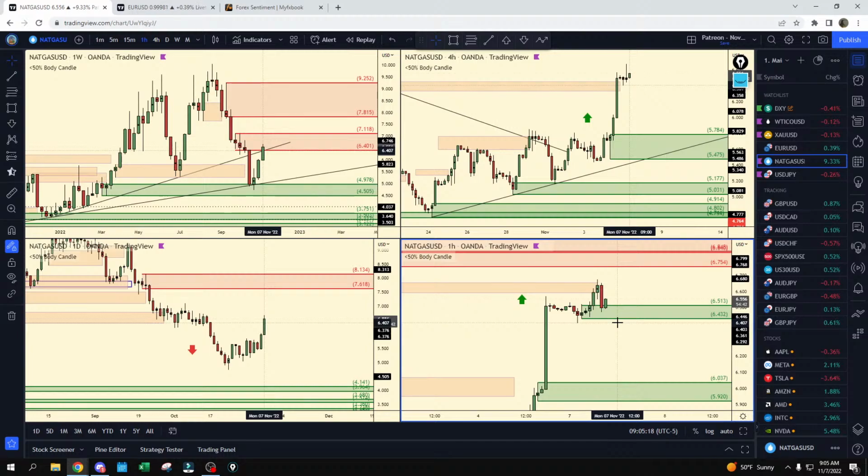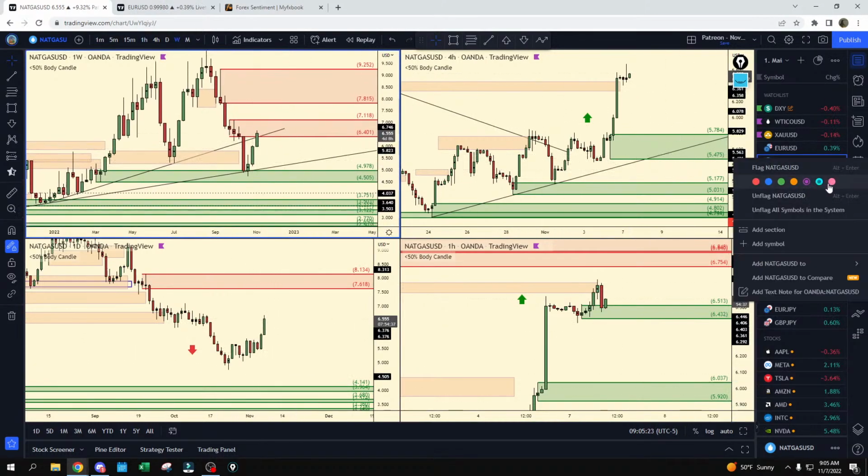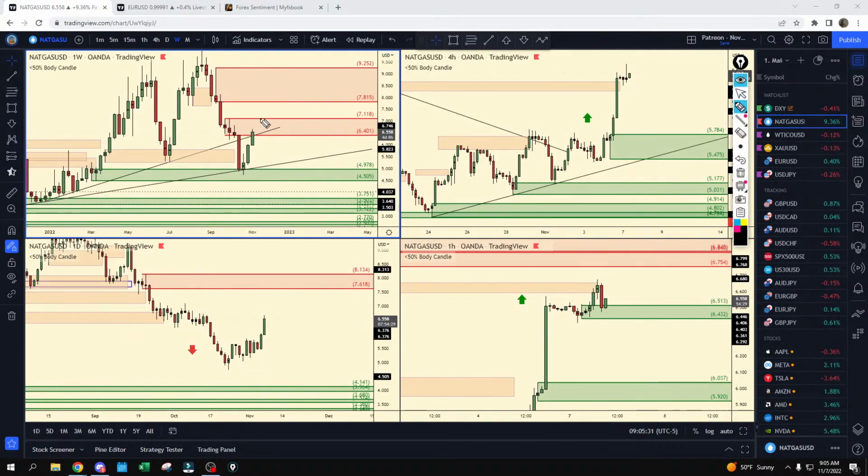So for example, on natural gas. Natural gas is going to be on my watch list this week. And here's why. I'm going to mark it as red, and I'm actually going to move it to the top of my list because we have a weekly supply zone in control right now.